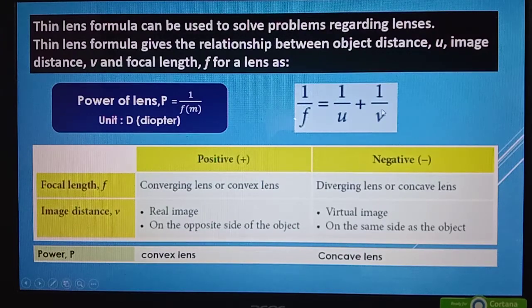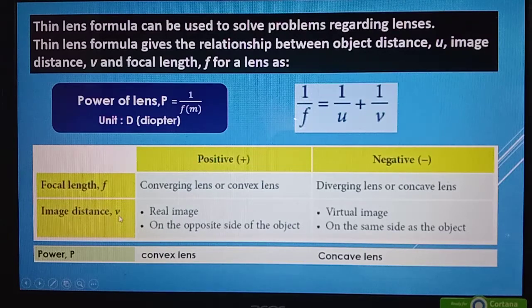When we use this formula to calculate, you need to make sure you know about the sign that you need to use. For example, the focal length. If the lens used is a convex lens, the value of focal length is always positive. If the lens used is a concave lens, the value of focal length is always negative. As we discussed before, the focal point of the concave lens is virtual, so that's why the value of F is negative. You need to put the negative sign in the calculation.